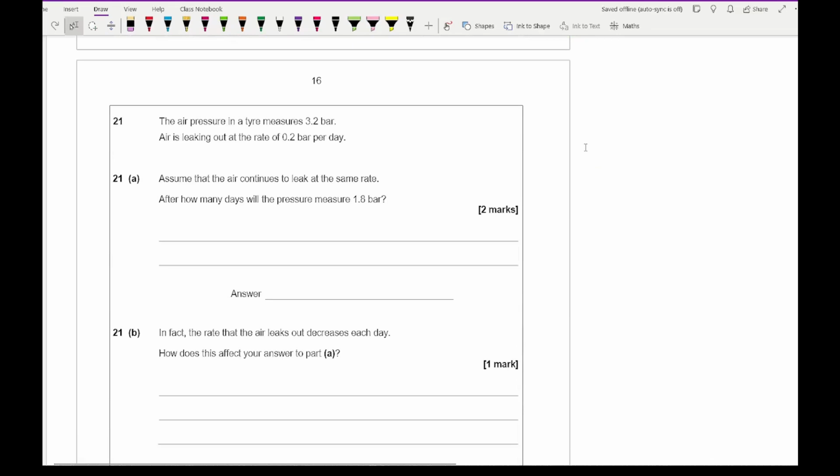Moving on to question 21, it says the air pressure in a tyre measures 3.2 bars. Air is leaking from it at a rate of 0.2 bar per day. Assume that the air continues to leak at the same rate. After how many days will the pressure measure 1.8 bars? So for this question, what we need to do is take away 1.8 from 3.2, which leaves me with an answer of 1.4. And then we need to divide this number by 0.2.